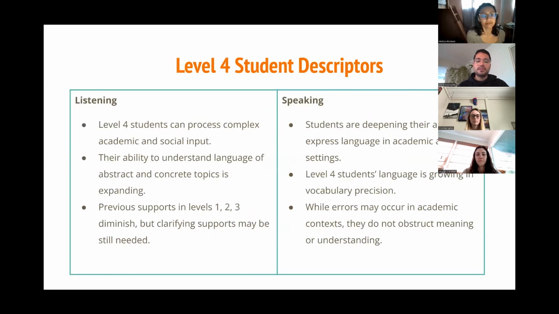So here are some descriptors of level 4 students. In terms of listening, these students are able to understand social and academic discourse with varying levels of complexity. They are able to comprehend varying use of social, general academic, and content-specific vocabulary as well, and these are in concrete and abstract ways. In terms of speaking, they can generate grammatically varied speech in social and academic settings. They also use academic language when talking about concrete and abstract concepts.